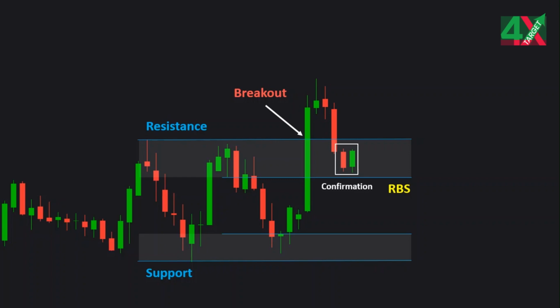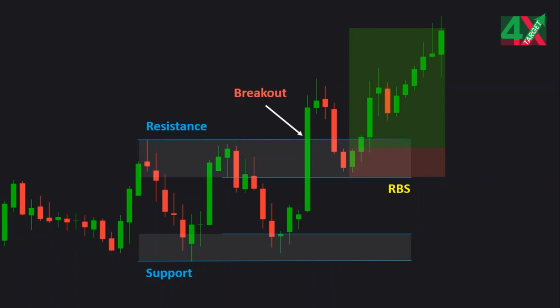This becomes our entry point for a buy position. Stop loss should be placed just below the confirmation pattern. Take profit can be set at the next resistance level or based on risk-reward ratio. Remember, support and resistance are not just lines on a chart, they're reflections of market psychology. Master them, and you'll stop chasing the market, and start understanding it.